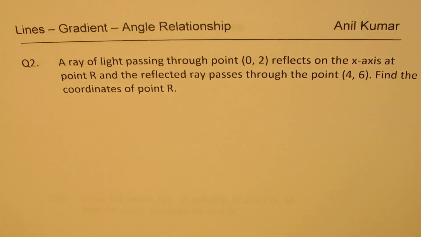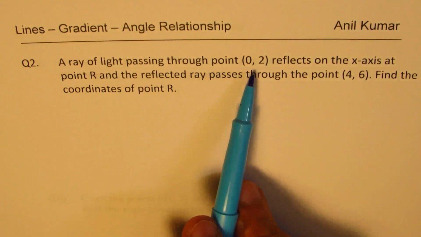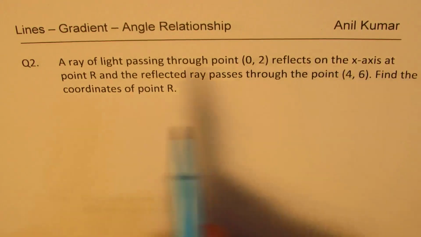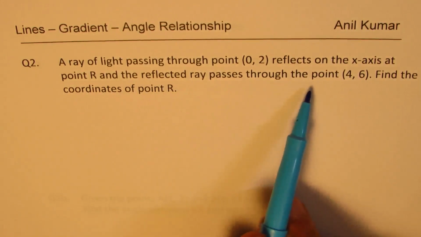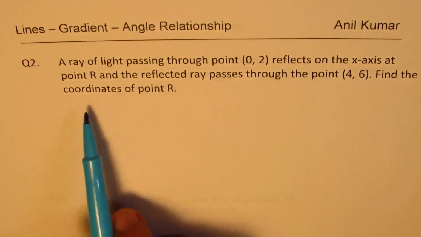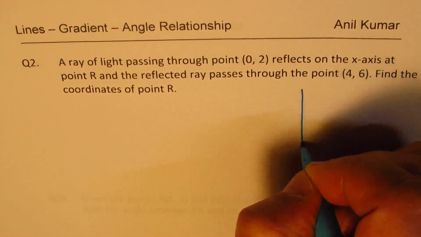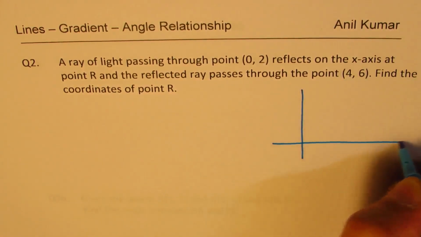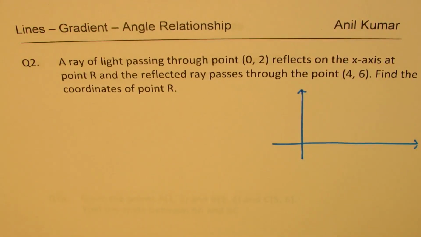Now let us see how to answer question number 2. A ray of light passing through point (0, 2) reflects on the x-axis at point R, and the reflected ray passes through the point (4, 6). Find the coordinates of point R. Now this is a very interesting question. Let us see how to solve this question and also understand the strategy of solving similar questions, right?